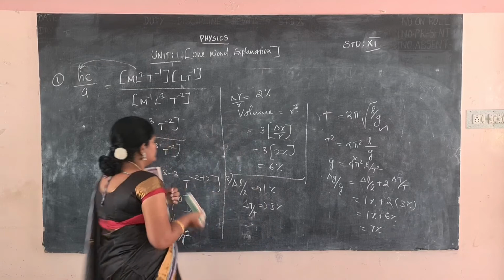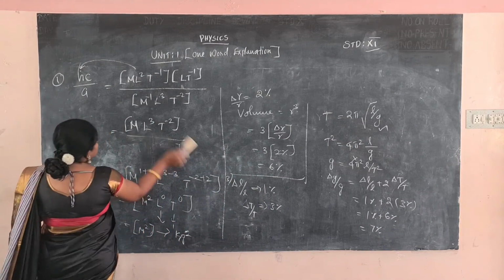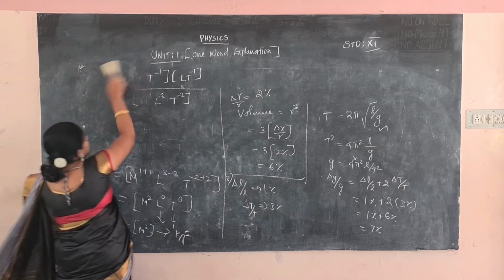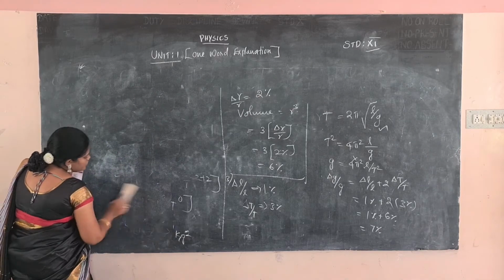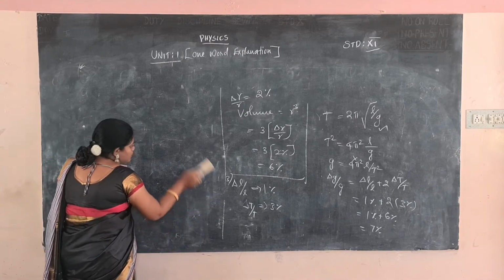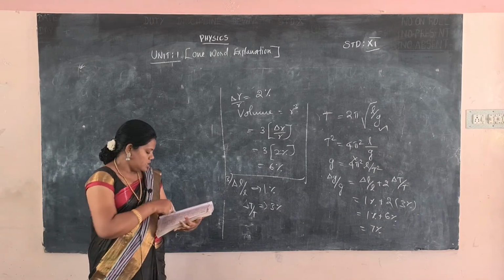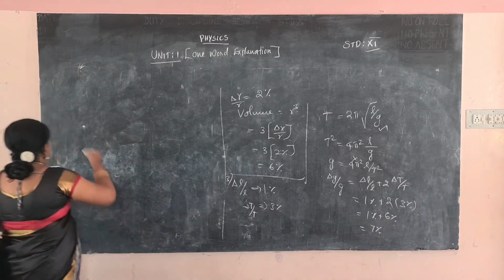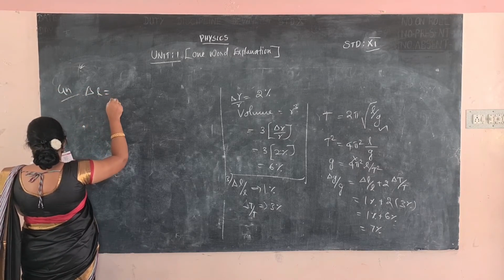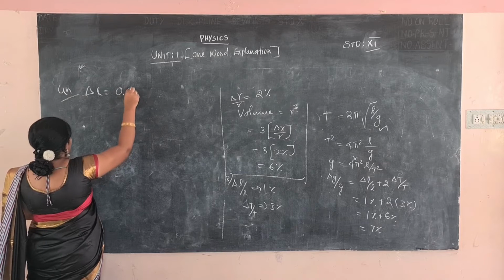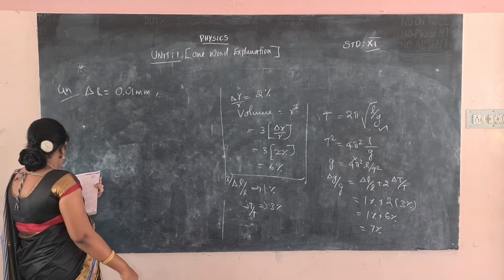Okay, so consider this as the third problem: the length value is given, and the error value is given. How will you calculate the percentage error in the measurement of length? First, del L. What is the L value given as? Del L is the accuracy given, so del L is 0.01 millimeter.